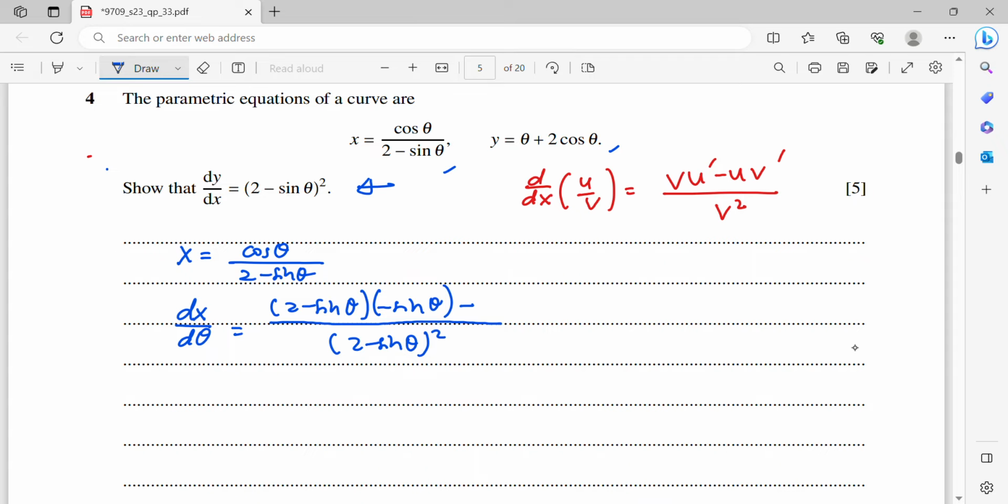Then minus, keep the u, meaning keep the numerator. And now differentiate the denominator. When you differentiate 2, it will be 0. Differentiate minus sine theta, it will be minus cos theta.